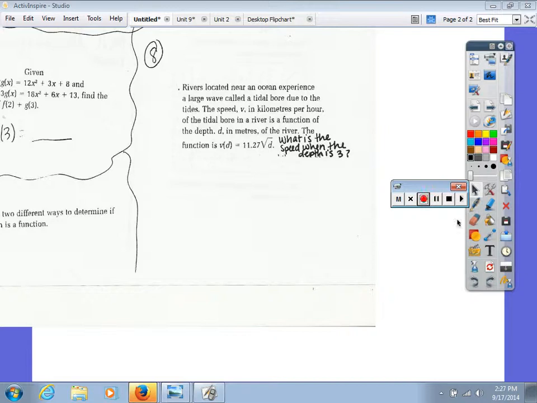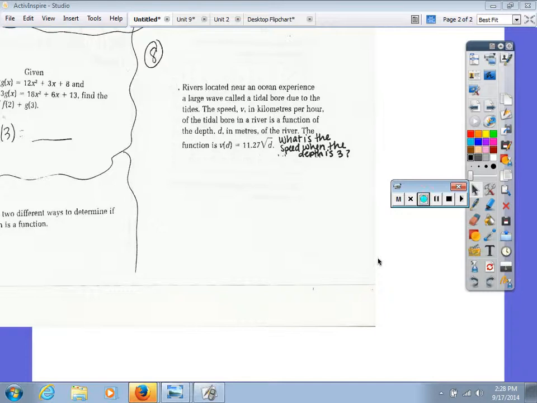Okay, we have this problem. Once again, remember, this is from England, so that's why it's going to be a little bit different. It says, rivers located near an ocean experience a large wave called a tidal bore due to the tides. How many of y'all have heard of that before, a tidal bore? Yeah, I think it's like a tidal wave. The speed V in kilometers per hour of the tidal bore in a river is a function of the depth D in meters. Again, remember, it's how they're spelling it. And the function is this equation right here.